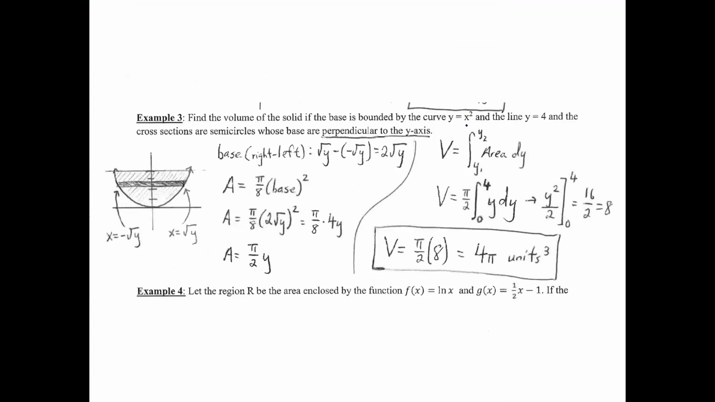Let's take a look at number 3. For number 3, find the volume of a solid where the base is bound by y squared, which is very similar, except this time you have a semicircle and the bases are perpendicular to the y-axis.